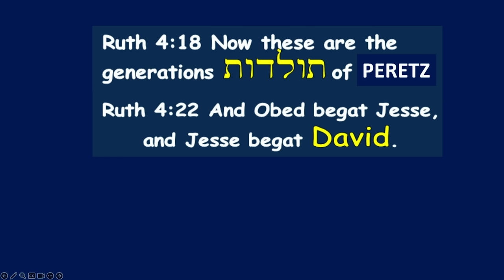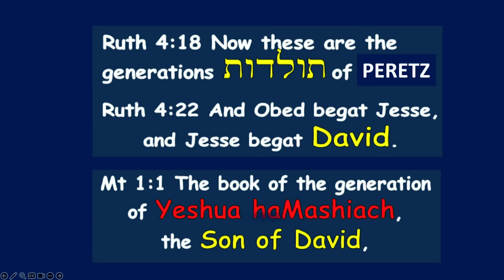Now, nobody ever sees this or knows this unless they connect the Hebrew roots. Do you remember in Matthew 1, it says the book of the generation of Yeshua HaMashiach, the son of who? It doesn't say son of Adam. It doesn't say son of Noah. It doesn't say son of Abraham. It's because David is the missing man who's going to connect us back to Yeshua.